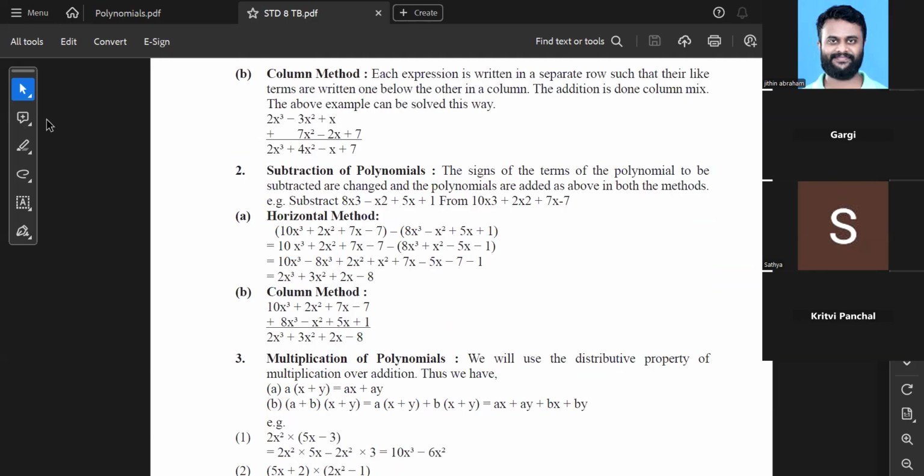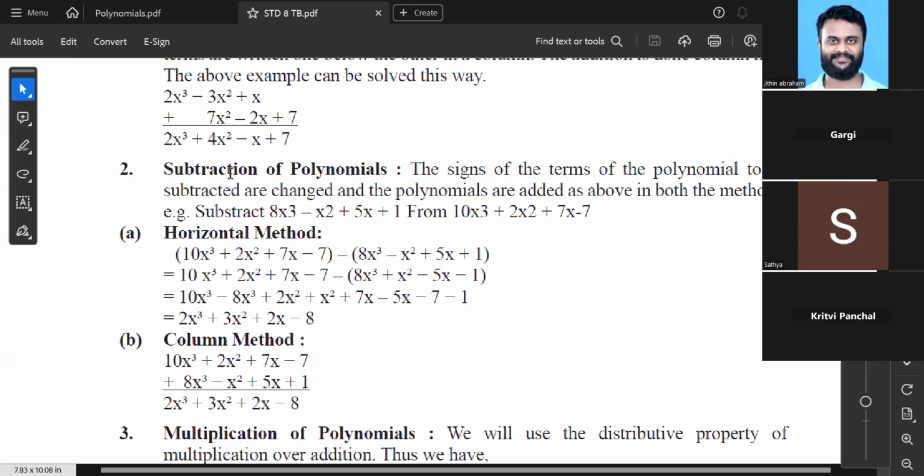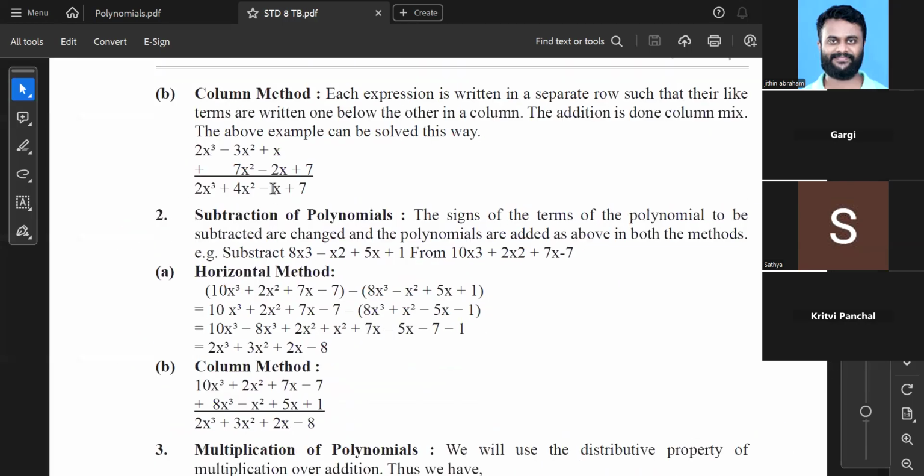Next one, column method. In the column method, each expression should be written in a separate row such that their like terms are written one below the other in a column. For example, over here, the first one is 2x cubed minus 3x squared plus x. I'll just zoom in a bit.